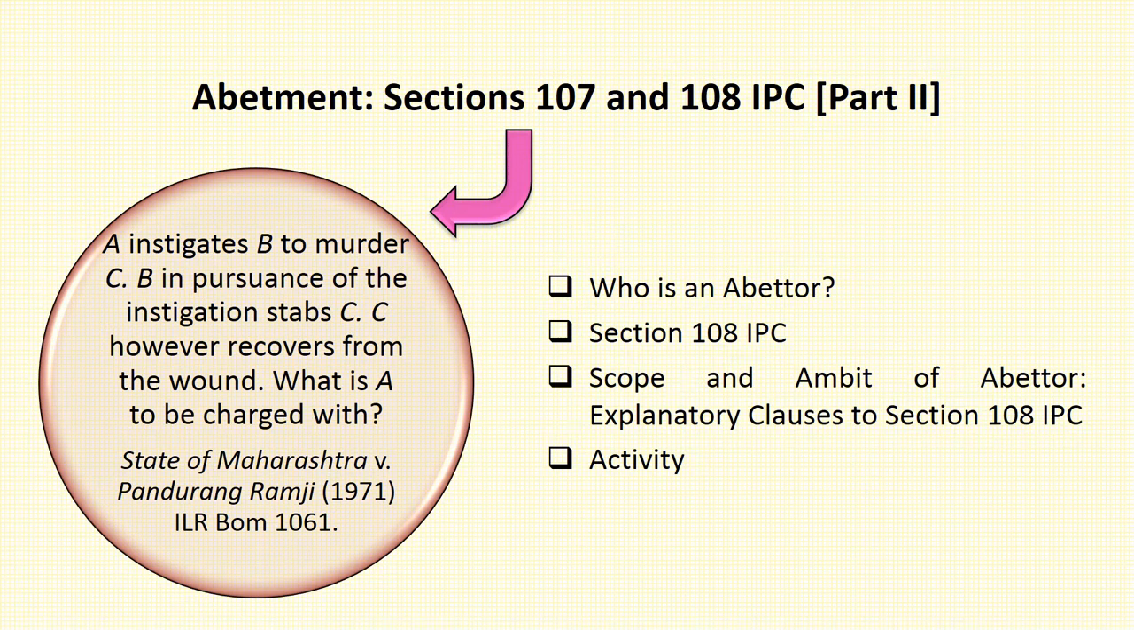A instigates B to murder C. B, in pursuance of the instigation, stabs C. C, however, recovers from the wound. What is A to be charged with? Of course it is abetment. But is it abetment to cause hurt or abetment to murder?